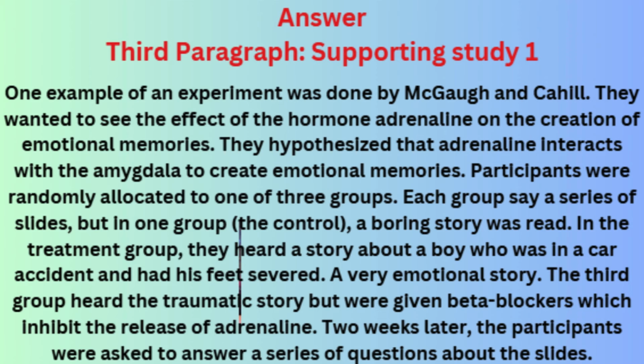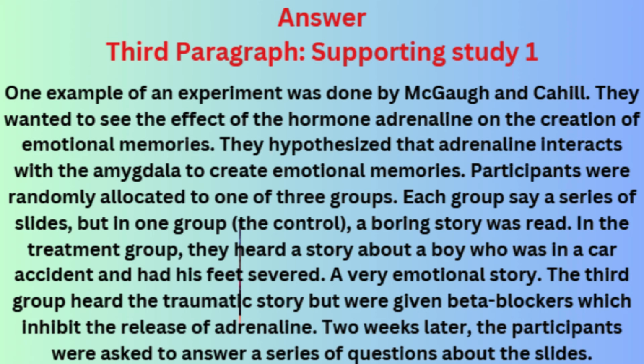So one example of an experiment was done by Cahill and colleagues. They wanted to see the effect of the hormone adrenaline on the creation of emotional memories. They hypothesized that adrenaline interacts with the amygdala to create emotional memories. Participants were randomly allocated to one of three groups.